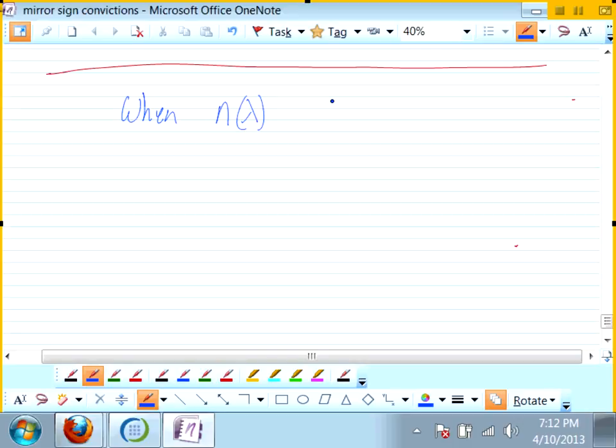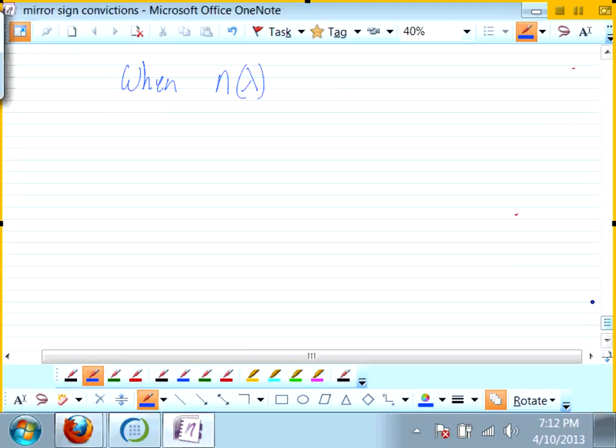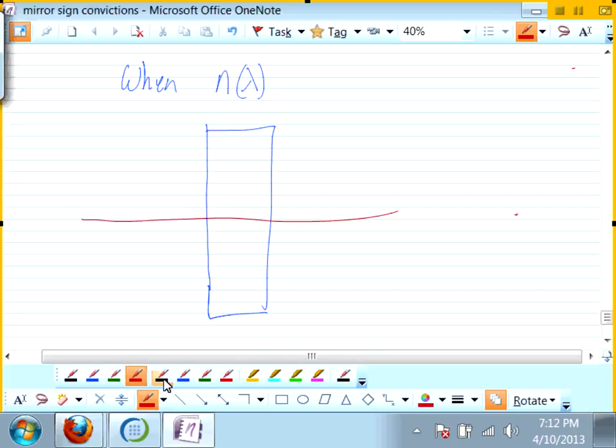Okay, when the index of refraction is a function of wavelength, this is the second lab, or actually it was the first lab we did the other night. First part of it. That is, here is our piece of glass. And now we need some kind of artificial idea for how to make this work.